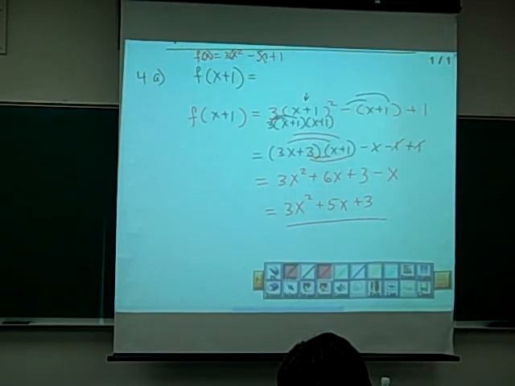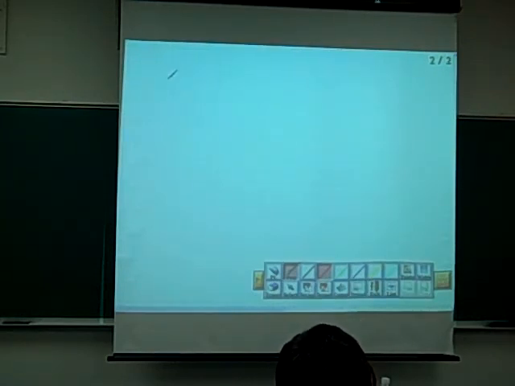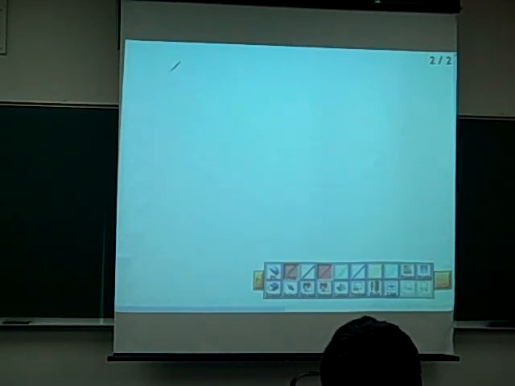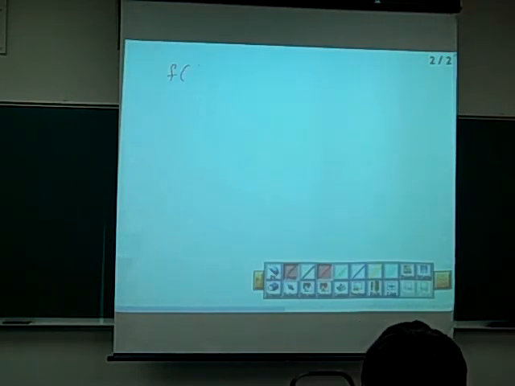Can you back up one? Can you do f of 1 divided by a? Which one now? The last one on 3. F of 1 divided by a. Okay, go on to a new page. Okay, we want to find f of 1 over a.